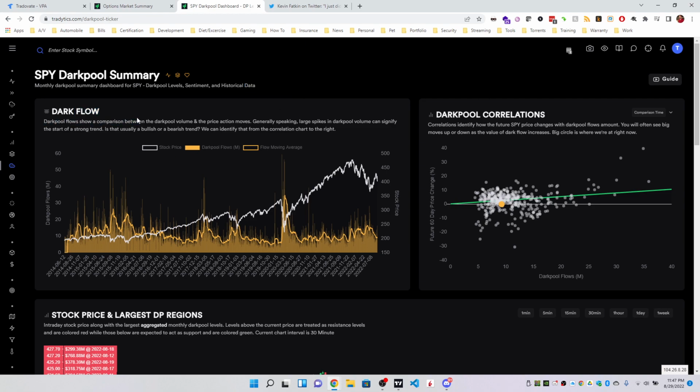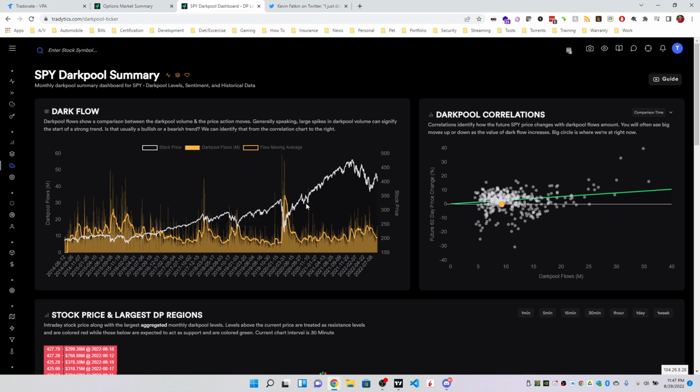But with this dark pool flow data here, we can actually see how dark pool volume and price action correlate with one another. What you'll see is whenever we have these large amounts of dark pool volume, it usually correlates with a trend shift in SPY, which is very interesting. This is a great example of it. This was the COVID crash, of course, and there was a ton of dark pool volume coming in, and we had this massive sell-off.